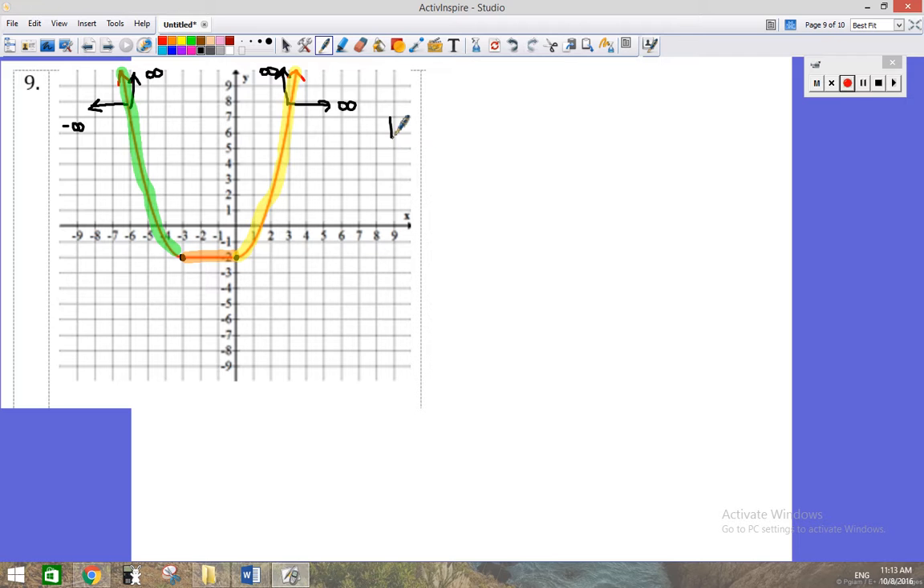Alright, so for increasing, the x coordinate at this point is 0, and it's any 2 points that are greater than 0. As x increases, y increases. That continues on forever.